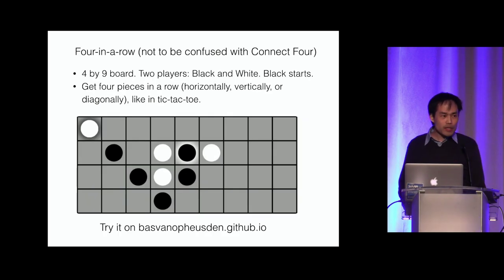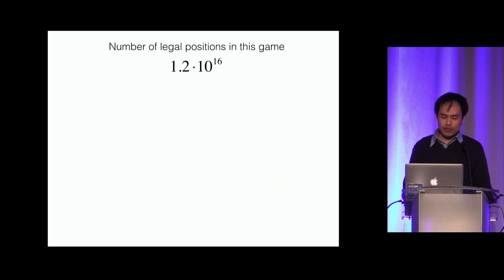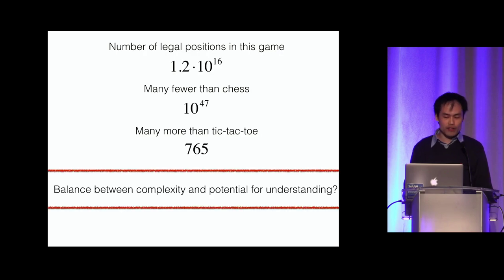The game that we came up with is pretty much a generalization of tic-tac-toe. Your job is to connect four in a row on a 4x9 board, right? That's pretty much the only instruction that our subjects get. This is not Connect Four because the pieces don't drop. We're hoping to argue that this is a task of interesting complexity and at the same time still tractable. The number of legal positions in this game, the state space complexity, is 10 to the 16. It's many fewer than chess. It's many more than tic-tac-toe. So hopefully it can strike this balance between complexity and potential for understanding.